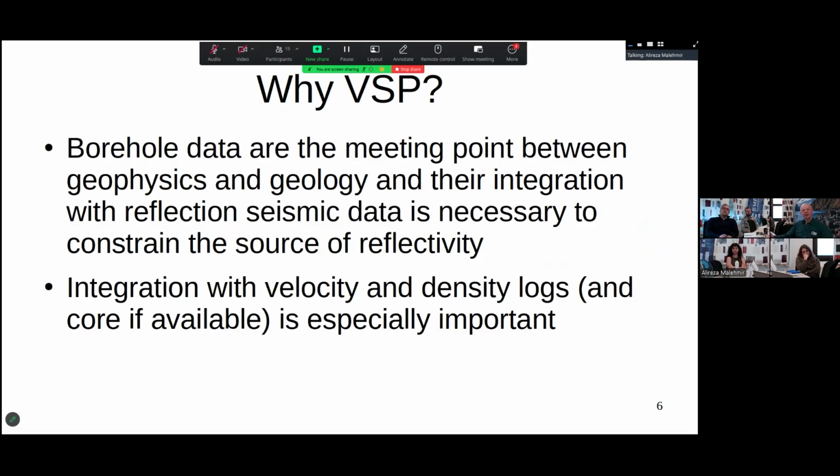So I think I've explained why we do VSP already, but borehole data are the meeting point between geophysics and geology, I would say. And if we want to understand both the geology and the seismic data, we need to know where the reflectors intersect the borehole. This allows us to constrain the source of the reflectivity. And I would say that it's especially important to integrate VSP studies with velocity and density logs and the core if it's available, if we want to truly understand what generates the reflections that we observe on the seismic section.